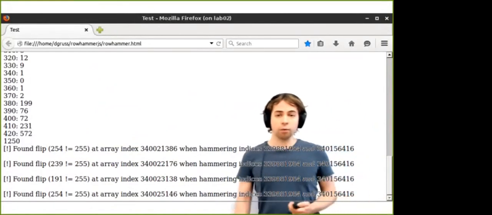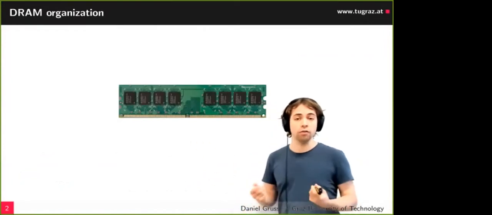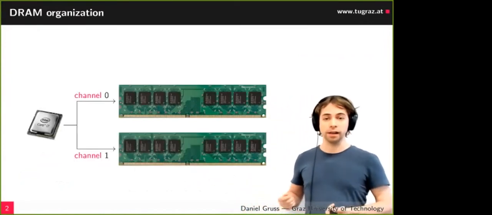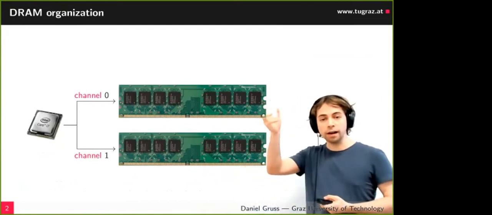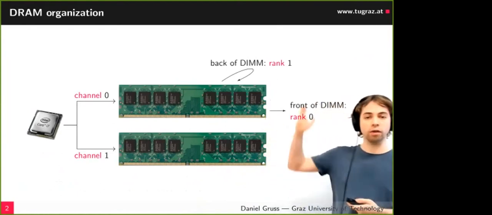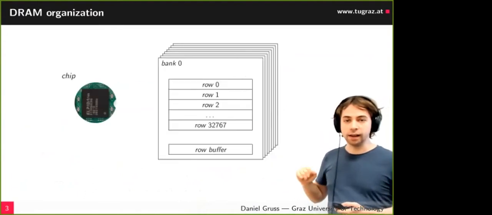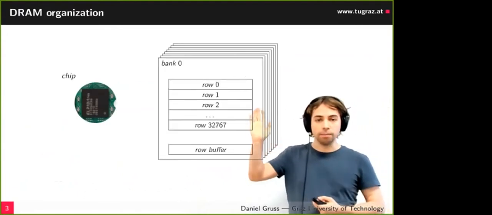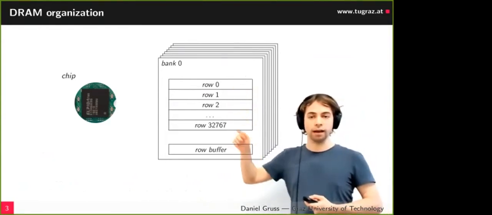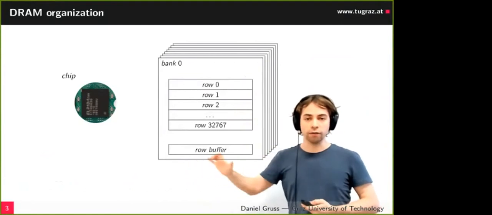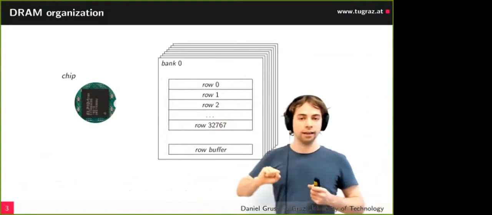So how does this work? We take the DRAM module first, and the DRAM module has multiple channels, maybe if it's installed in a computer. Each module has multiple sides, and we call them ranks, so rank 0 and rank 1. And if we take a look at a chip in more detail, then each chip is again comprised of many, many banks for more parallelism. And these banks each have a lot of rows. To access these rows, we also have a row buffer. To access them, data is copied into this row buffer, but more on that in a second.